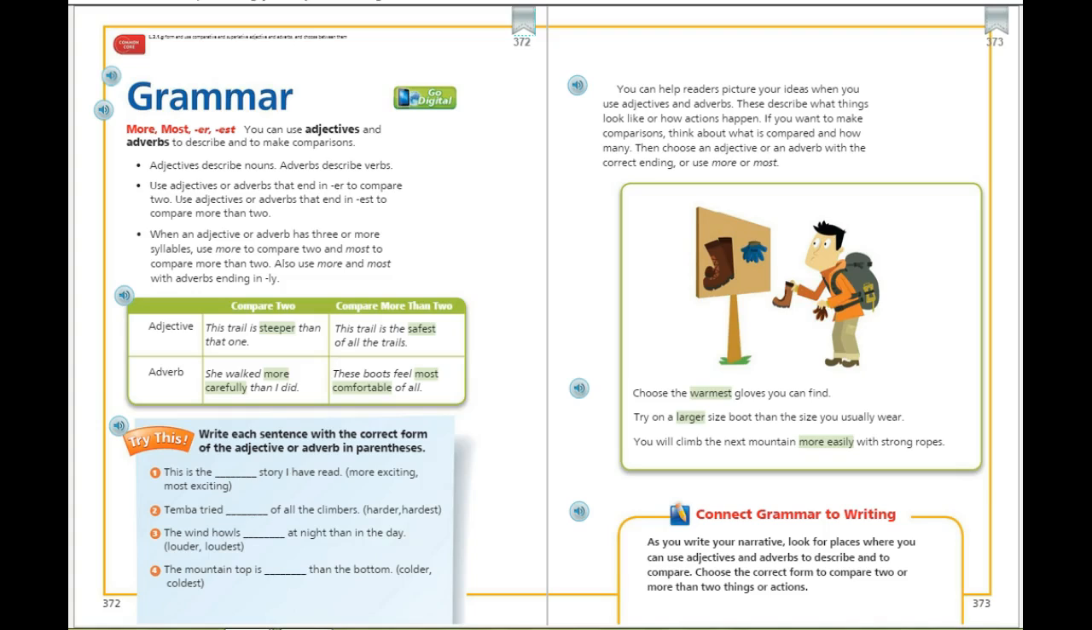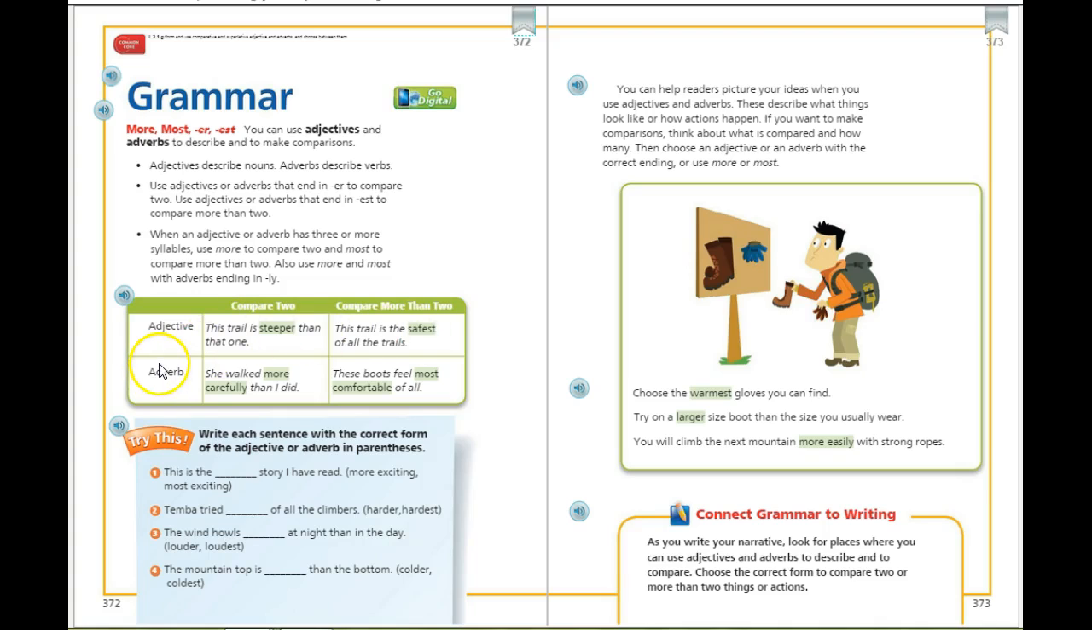Now, when an adjective or adverb has 3 or more syllables, you are going to use the word more to compare two, and most if you're going to compare more than 2. You can also use more and most if your adverb ends in ly. So here are some examples. These are adjective examples. So when we're comparing two, we're comparing this trail to that one. We're adding er to the end of our word steep. This is comparing more than two, so we're adding est.